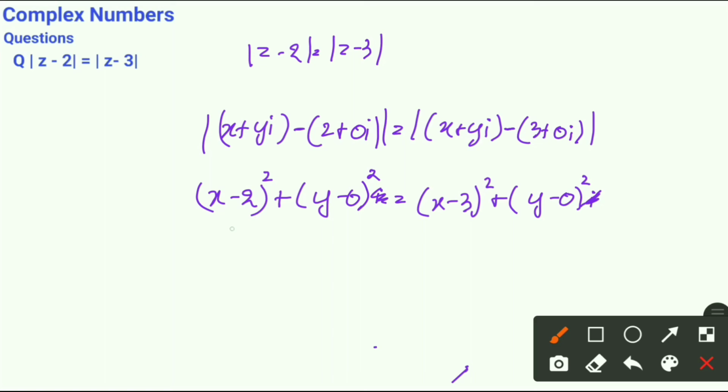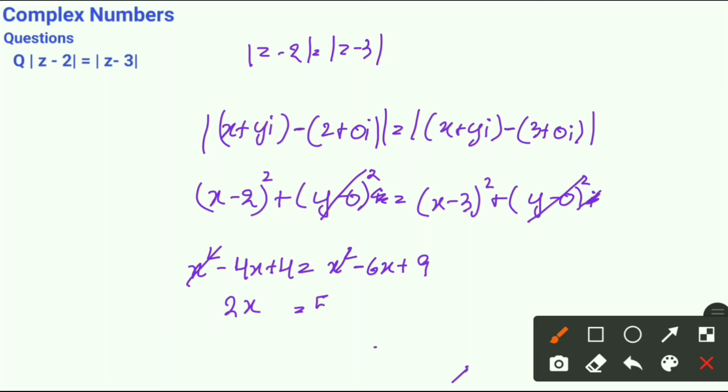If I try to, I can just cancel out this and this, and I got x and x. If I expand this, then x² - 4x + 4 is equal to x² - 6x + 9. x² is cancelled out. 6x could go to the right, or to the left, either way. Let's say 6x will go to the left. So it's going to be 2x and it's going to be 5. So x is equal to 2.5.